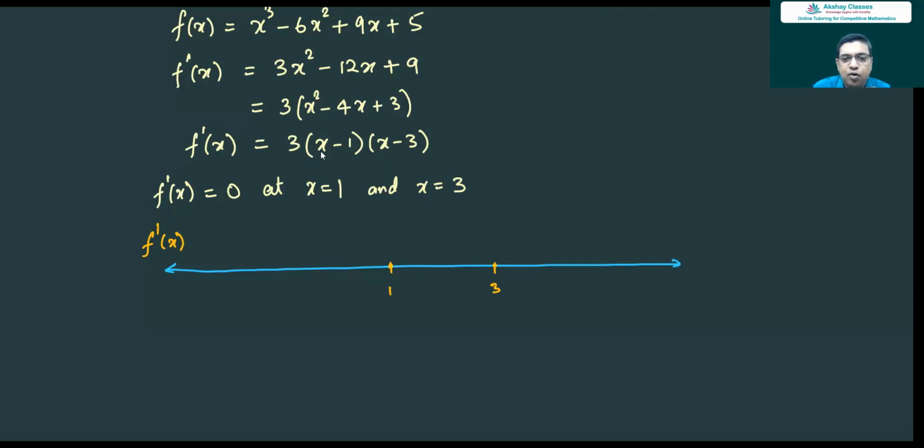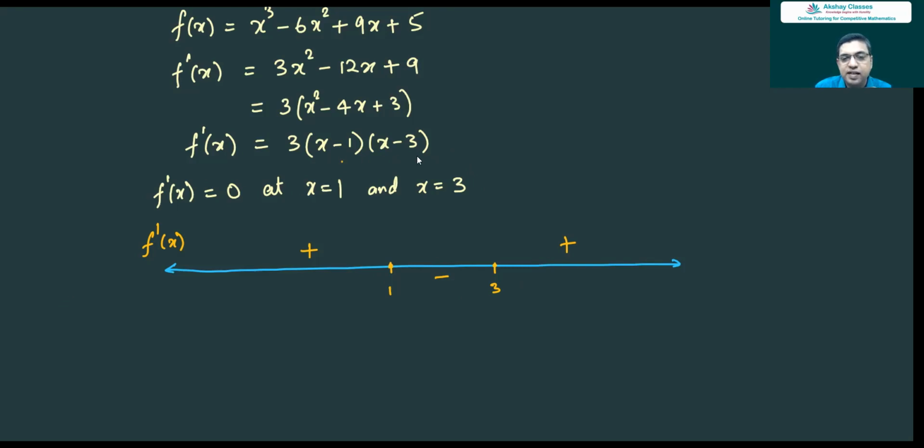And if all the coefficients are positive, go to the extreme right and write a plus sign. Alternatively, put a minus sign and put a plus sign, because the coefficient of x square is positive. So when x is greater than 3, x minus 3 will be a positive factor and x minus 1 will be a positive factor. So the product of two positives will be positive. So in all this region, the derivative will be positive.